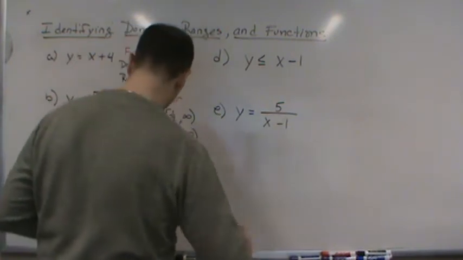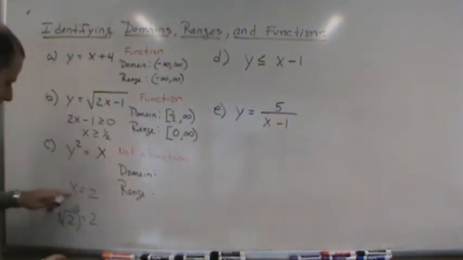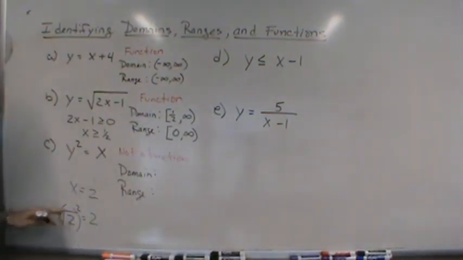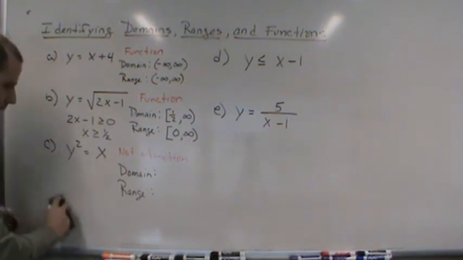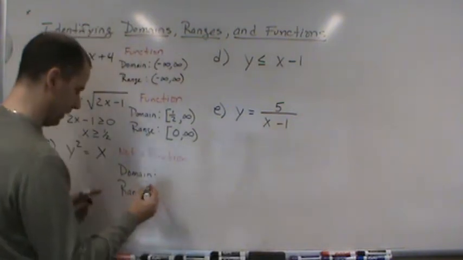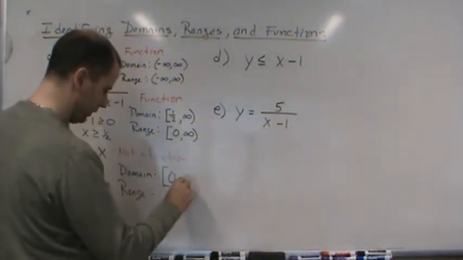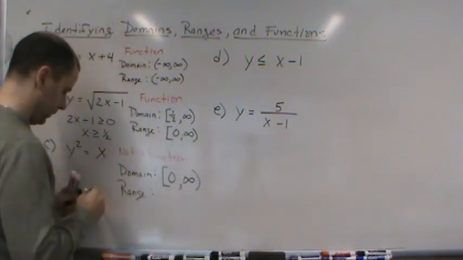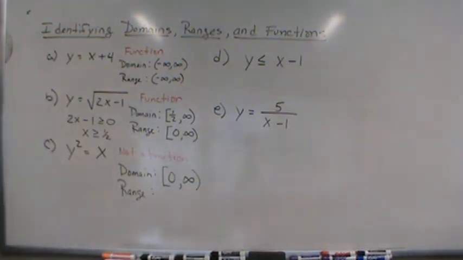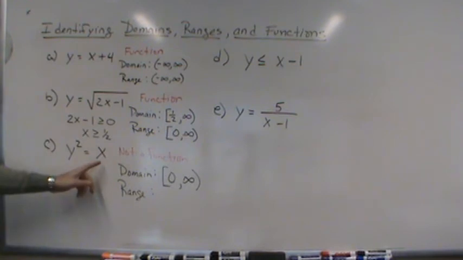So the domain, again, is all the x values. We're not focusing on y values, we just want to make sure, are there any restrictions? So in this case, the domain is all x values from 0 to positive infinity. Can't have any negative values for x. Now the range.